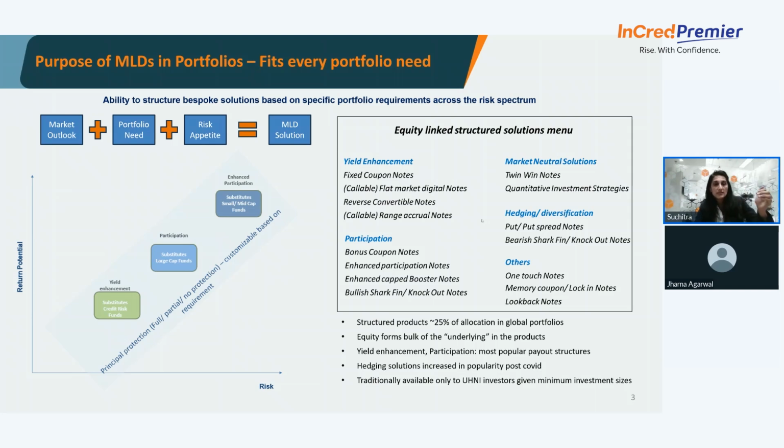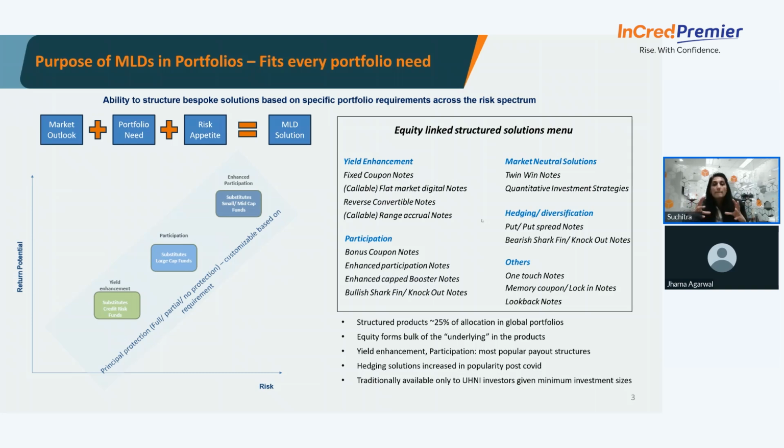The third one would be no protection, which is like your enhanced participation kind of product, which says you give me enhanced participation on Nifty, and I'm ready to take the full downside risk. And this whole concept of principal protection is also customizable. So we can give you solutions with different levels of principal protection based on your risk appetite and your portfolio needs.